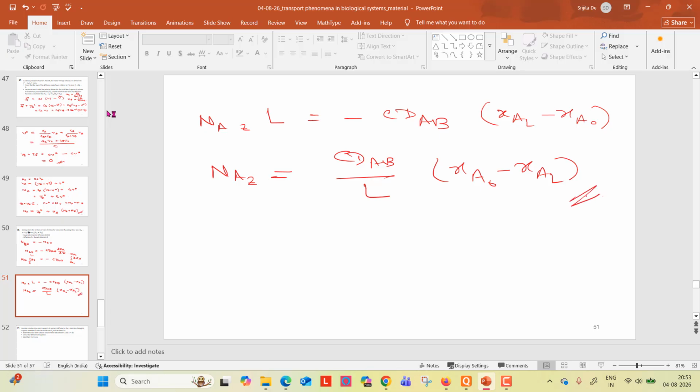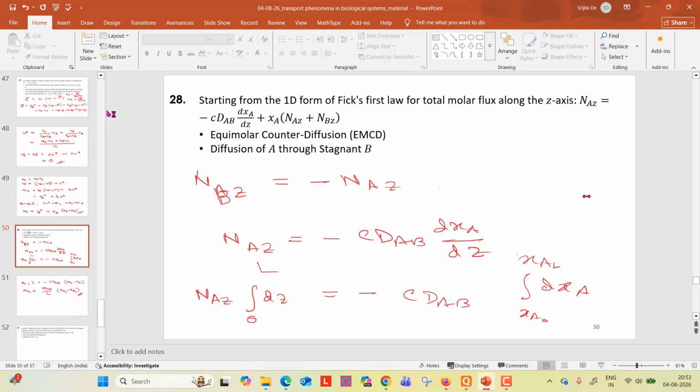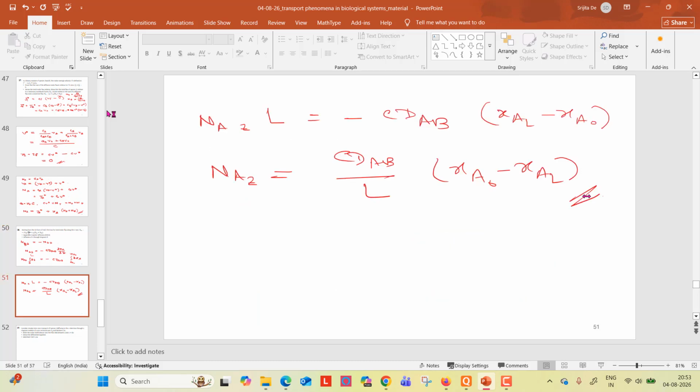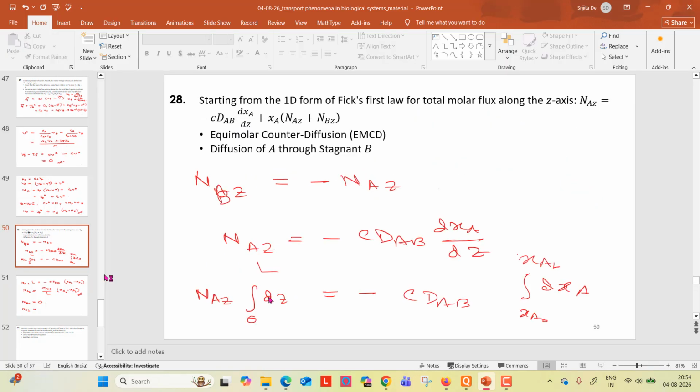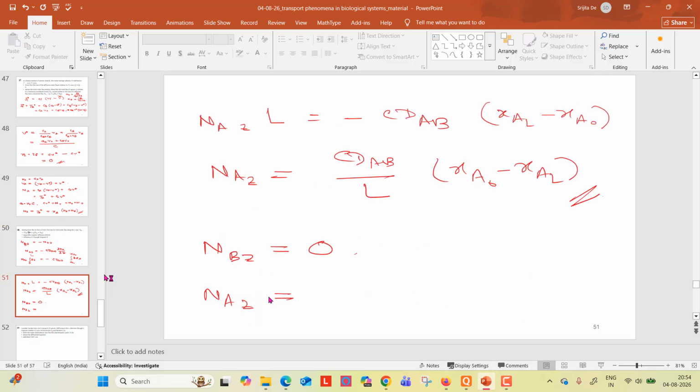The second question was diffusion of A through stagnant B. That means B is not moving, that means NBZ equals 0. So now what is the equation? If you check the equation, NAZ equals minus CDAB dxa dz plus XA NAZ, right?